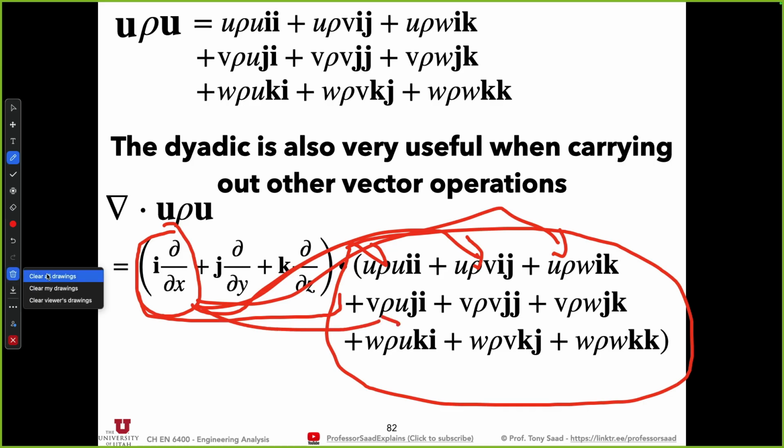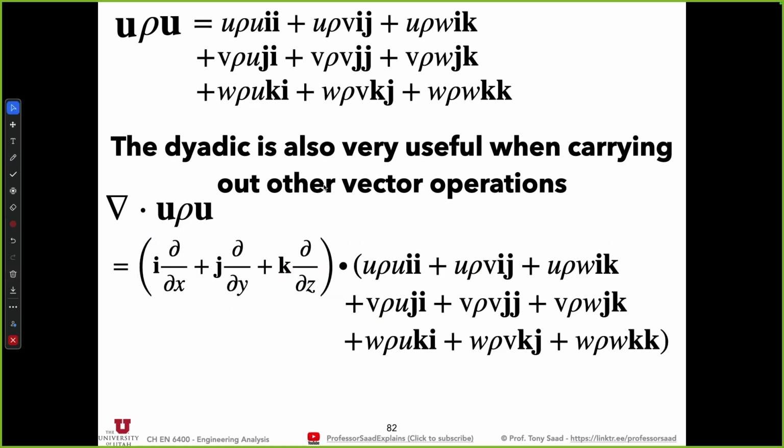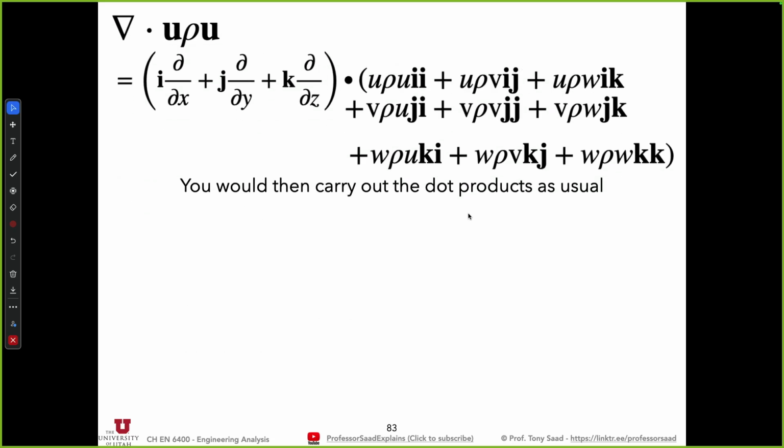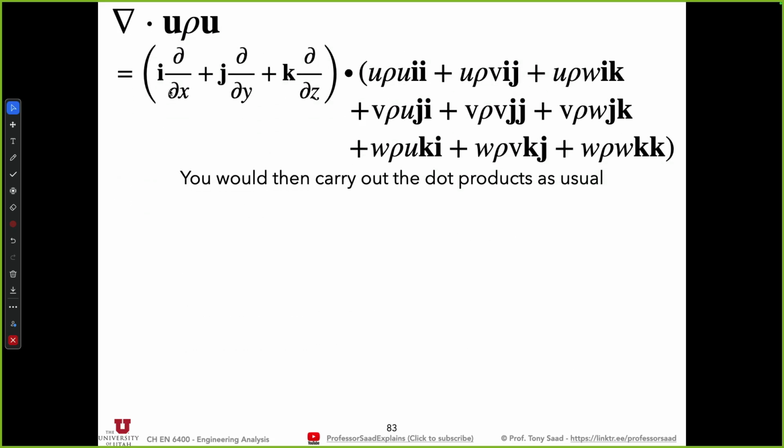So then the result is simply I'm dotting unit vectors. So let's see how we would do this. I'm going to take a few terms and then you can figure out the rest, okay? So the first term, I'm going to take d by dx i, and I'm going to dot it with the first entry in my advection tensor. Now you can tell this is going to be i dot ii.